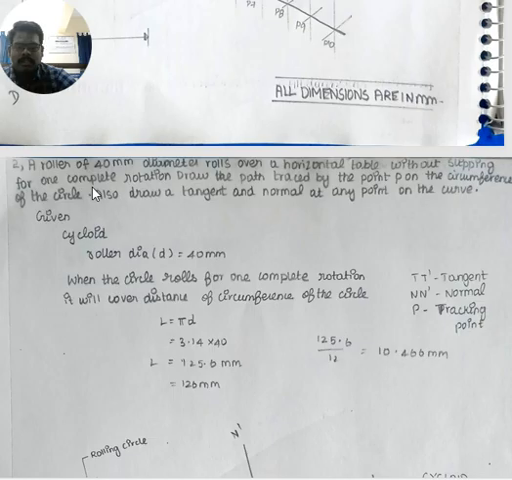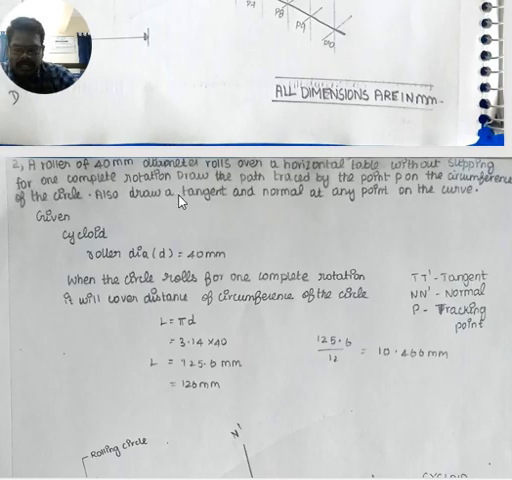In the question, they have not mentioned anything about the type of curve. So here there is a roller object. The roller diameter is 40 mm. It rolls over a horizontal table without slipping for one complete rotation. If there is a statement like this, where a circular object or roller rolls along a straight line without slipping for one complete rotation, then you have to identify that this is a cycloid problem.